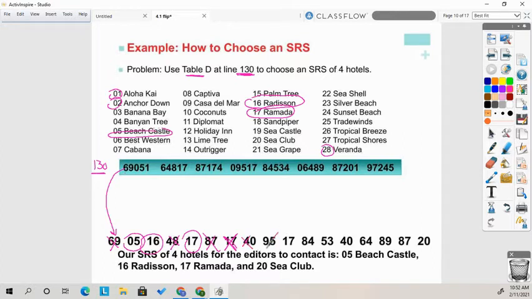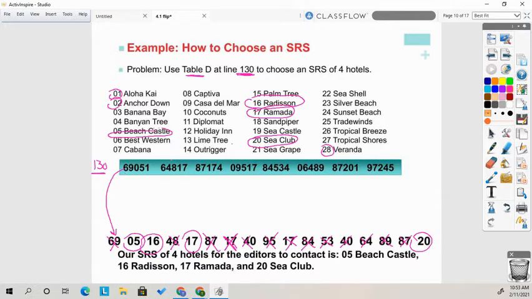40, skip. 95, skip. 17 again, skip. And then 84, skip. It's kind of a pain, right? 53, skip. 40 skip, 64 skip, 89 skip, 87, 20 is our last one, C club. So that is a random sample.